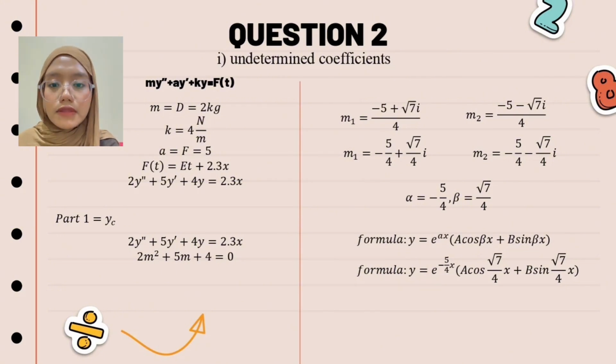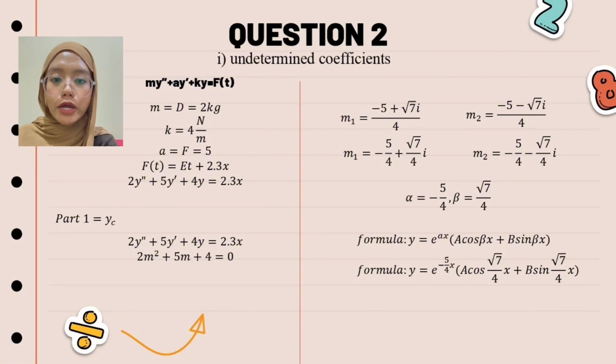After that, for m1 and m2, we separate each fraction into two fractions, so m1 equals -5/4 + 7/4 i, and m2 equals -5/4 - 7/4 i. We take m1 and m2 and choose alpha and beta. For alpha, we choose -5/4, and for beta, we take 7/4. We take that number for beta because beta must be the imaginary part.